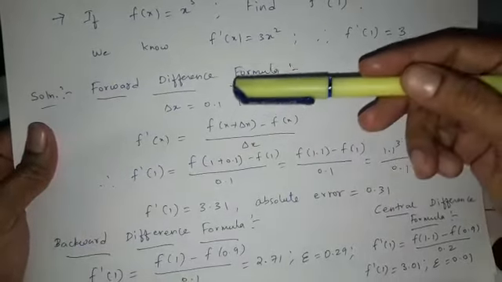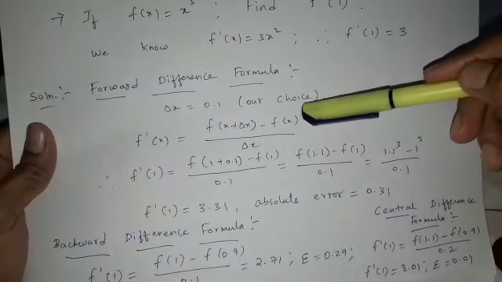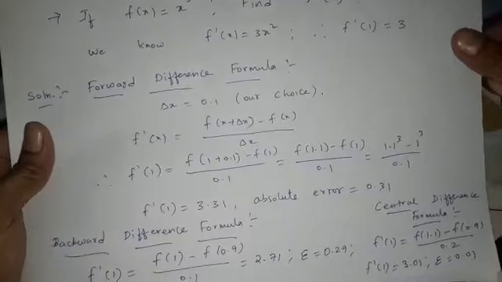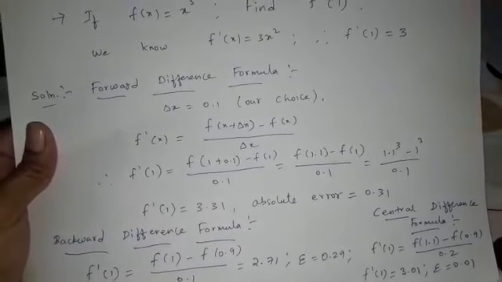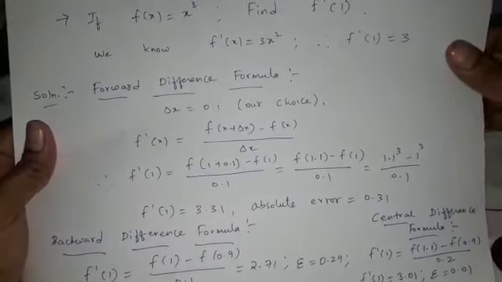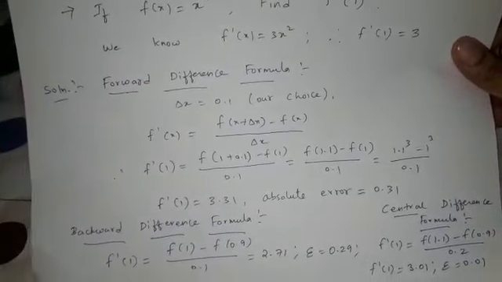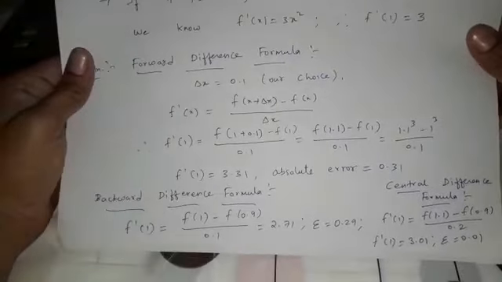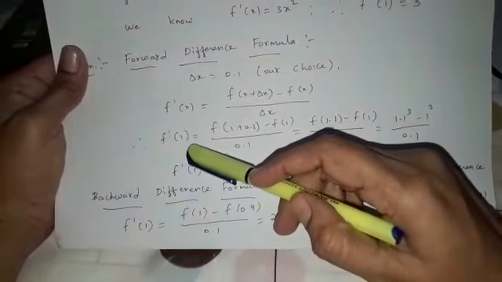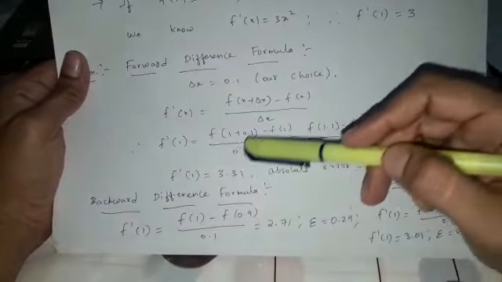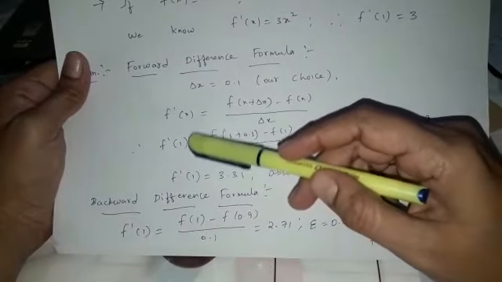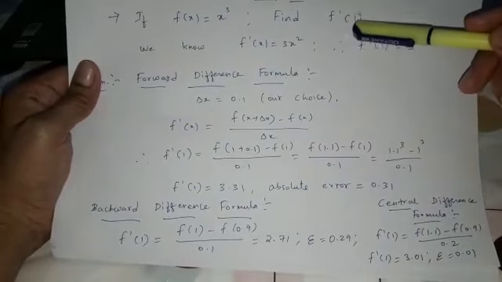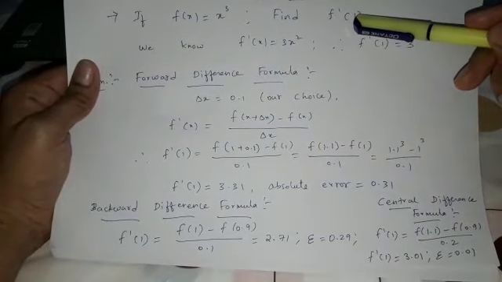Okay, so delta x is our choice for this problem. I'll take delta x as 0.1. You can even take a smaller value to get a more accurate solution, like delta x is equal to 0.01 or 0.001. It's your choice. Okay, so here, I need to find f dash of 1. Okay, I need to find in the problem f dash of 1. So x is my 1 now.